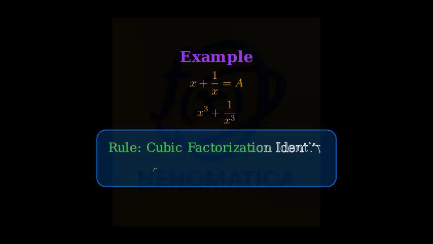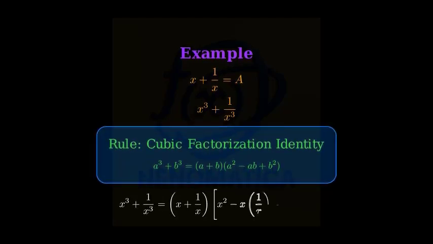Let's start with our example. We have an equation where x plus 1 over x equals a. Using this relationship, we need to find the value of x cubed plus 1 over x cubed. To solve this problem, we'll use an important factorization identity.